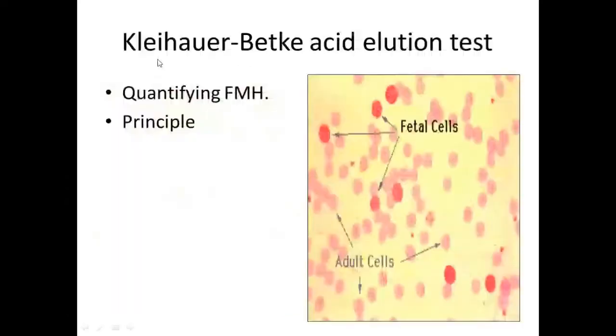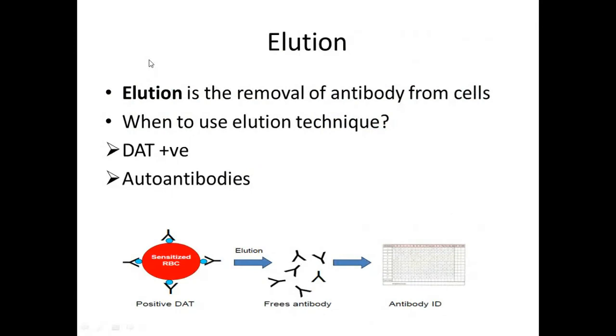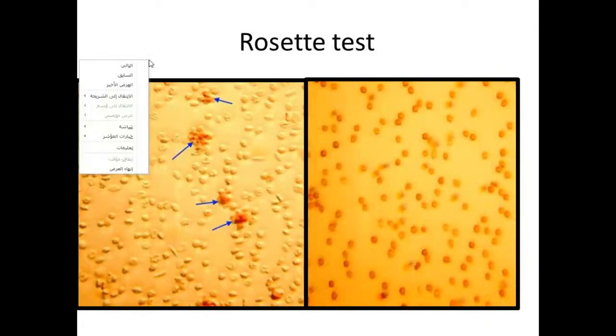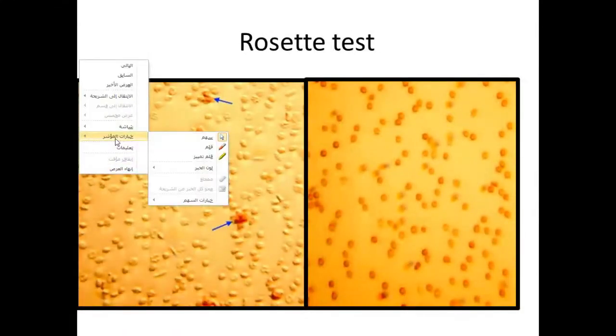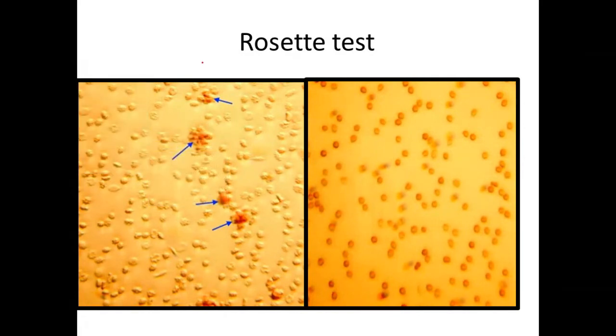So here, this is a positive result on the left, and here it's negative. Is the negative result clear? We can see the cells are free, so there are no positive cells. This is an indicator that the rosette test is negative, and this is positive. Is it clear, the rosette test?